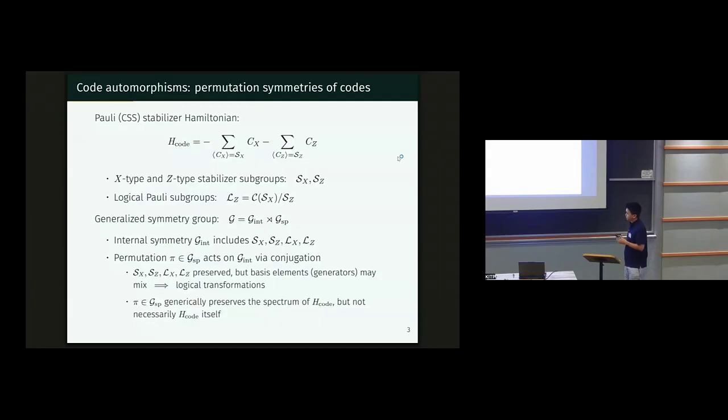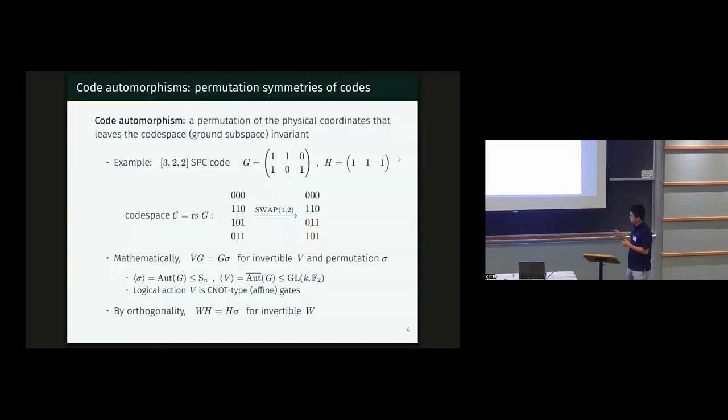And then I'll say in terms of the Hamiltonian, these spatial symmetries, generically, only preserve the spectrum of the code Hamiltonian. So it'll preserve the ground state subspace where you store all your information, but it won't generically preserve the Hamiltonian itself, but rather just its spectrum.